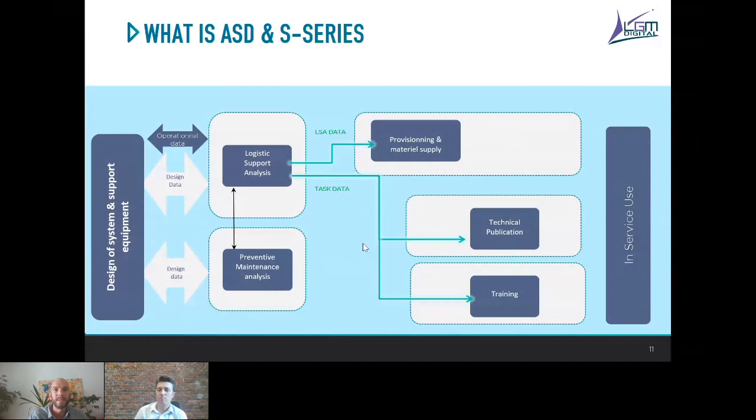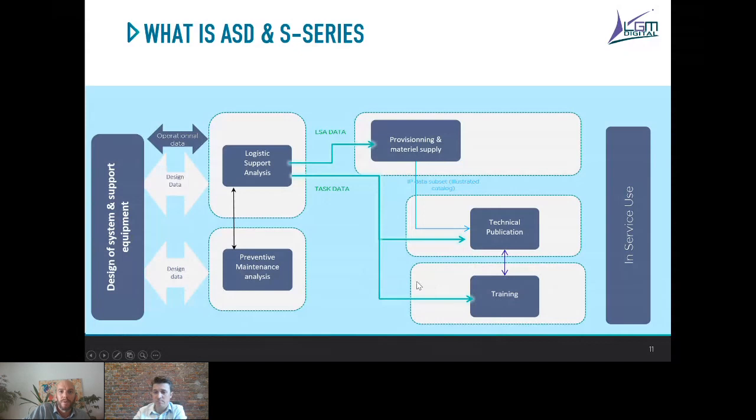The second domain is technical publication. For example, the maintenance documentation, the illustrated catalog with illustrated part list, and all other types of publication. And the last one is the training. The training also exchanges data with the technical publication. We will show that to you after.